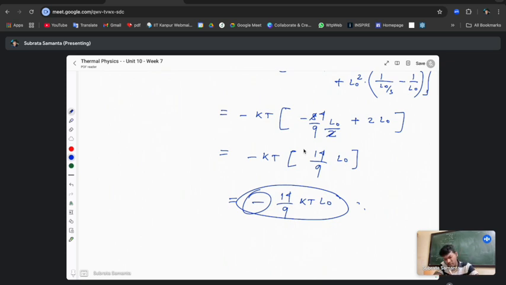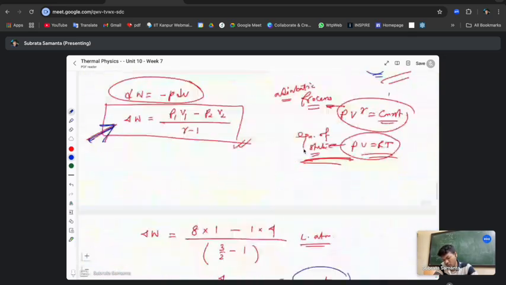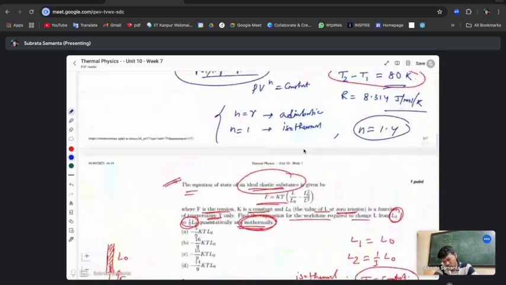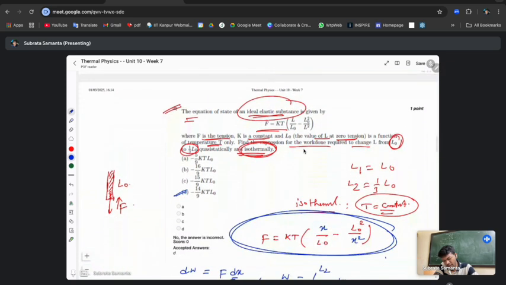Okay, so let's check the options. So minus 14 over 9 kT L0. Yeah, so option D is correct, right? Minus 14 over 9 kT times L0. So option D is correct.